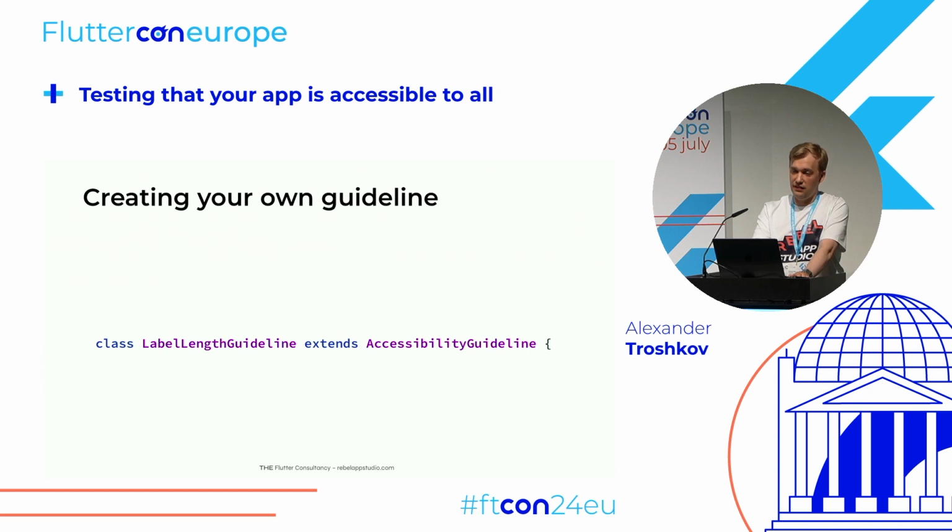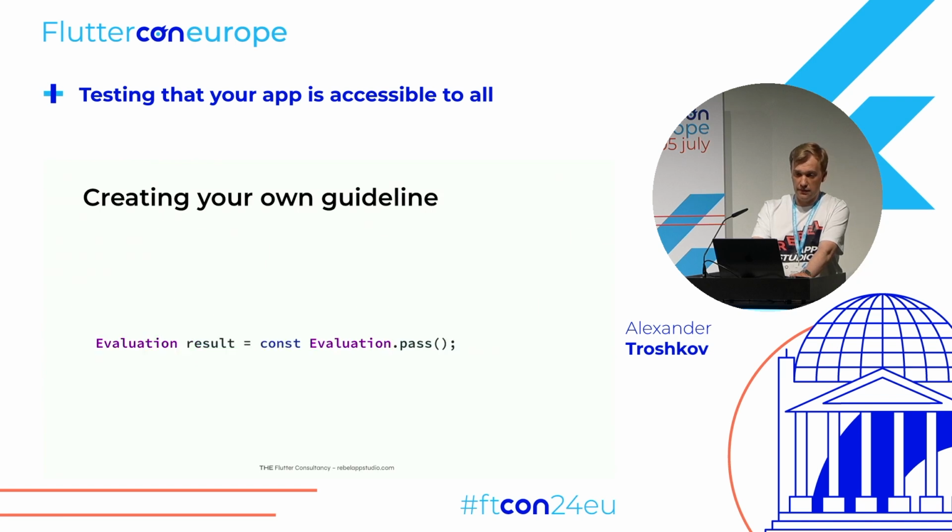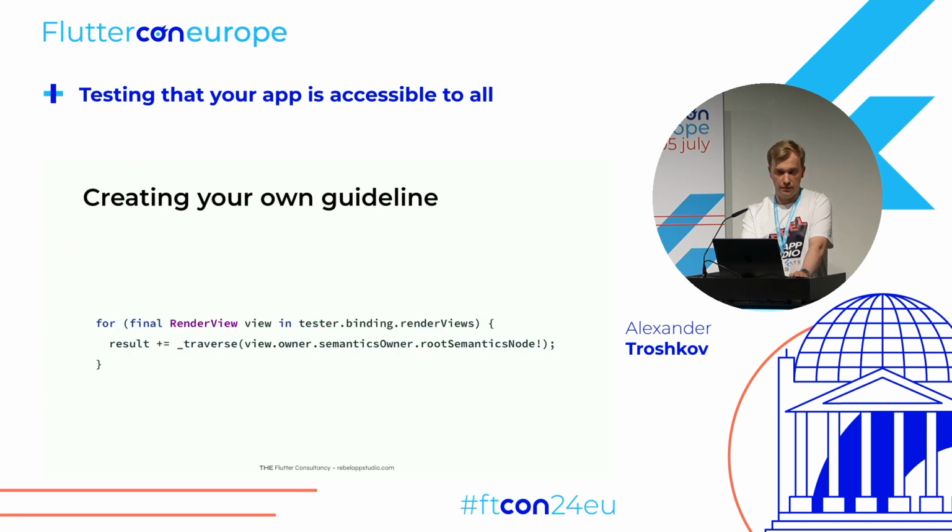So we can create our own guidelines by extending the AccessibilityGuideline class, and we would then need to override two methods. First is a text description of the guideline we are building, and the second method is the actual logic to check for issues. So here we get widget tester as parameter and need to return an instance of the Evaluation class. So Evaluation class indicates the result of evaluating a semantic node by accessibility guideline. So it's either fail or pass.